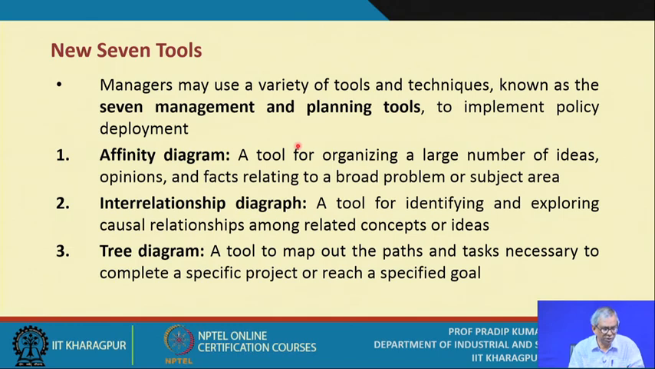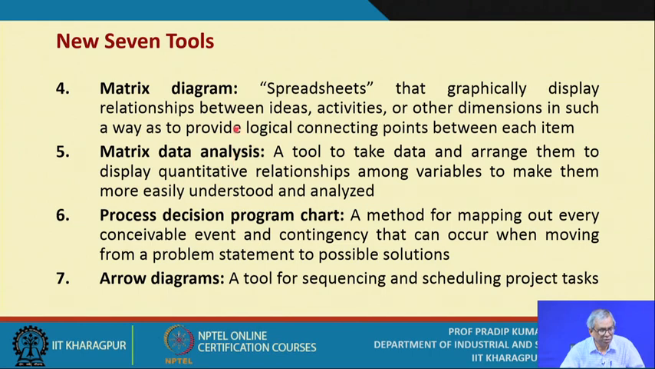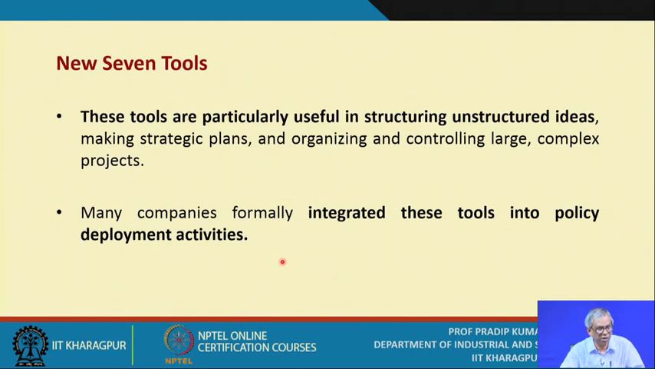So what are those? Affinity diagram, interrelationship diagram, tree diagram, matrix diagram, matrix data analysis, process decision program chart, and arrow diagram. These new 7 tools are useful in structuring unstructured ideas, making strategic plans, and organizing and controlling large and complex projects. Many companies have formally integrated these tools into policy deployment activities. Later on we will be taking up examples of all these diagrams once again.